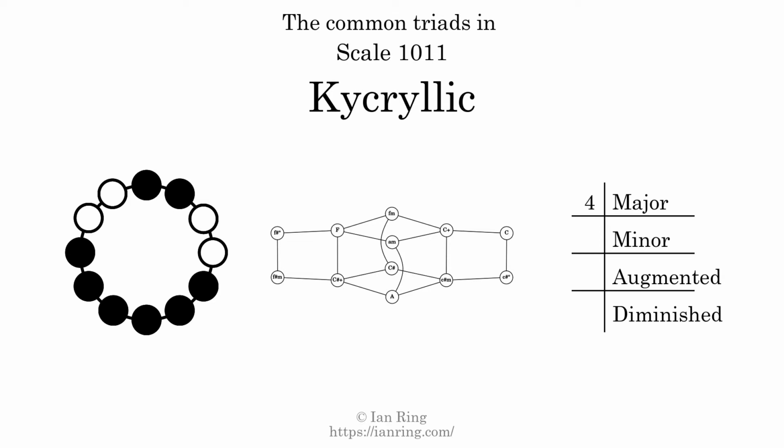There are 4 major triads. There are 4 minor triads. There are 2 augmented triads. There are 2 diminished triads. Here is a Hamiltonian path of parsimonious voice leading that uses all the triads.